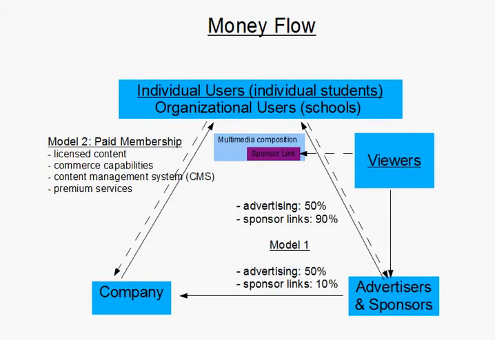So we are going here to the money flow, and of course it's related to the product flow. And we have two models. One is free of charge. It's completely free of charge, and the way we make money, we split it with users like you guys. When you create something, any project you believe has the potential to attract an audience, you put it online, put advertising links, put sponsor links, and that is how we split the revenues here.